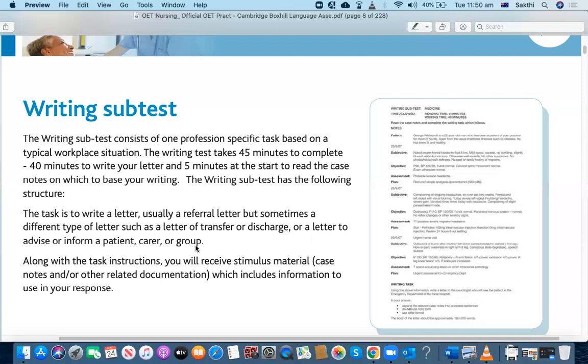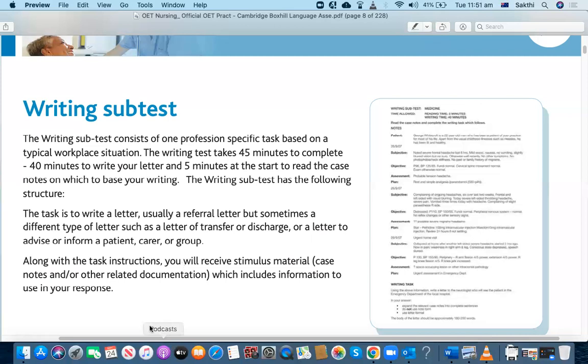So it's going to be sometimes to a group as well. So it depends on the situation. So you need to be intelligent enough to sense the purpose of the letter as well as the type of the recipient, and accordingly you have to tune your letter to suit the requirements.